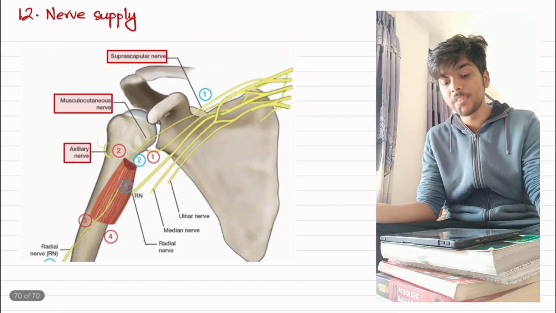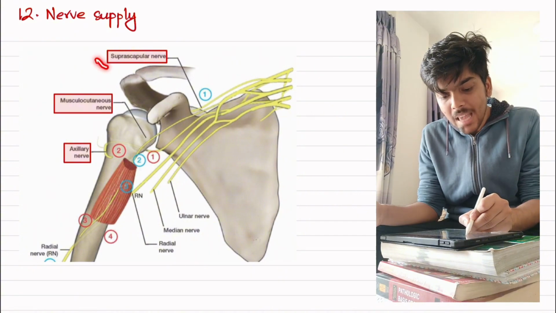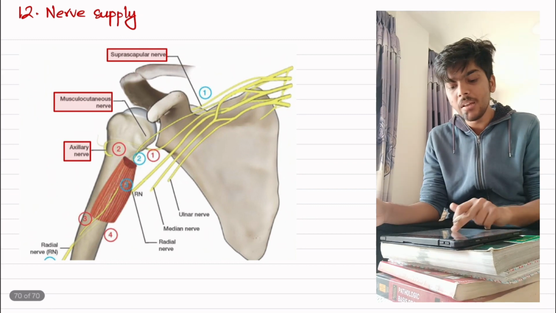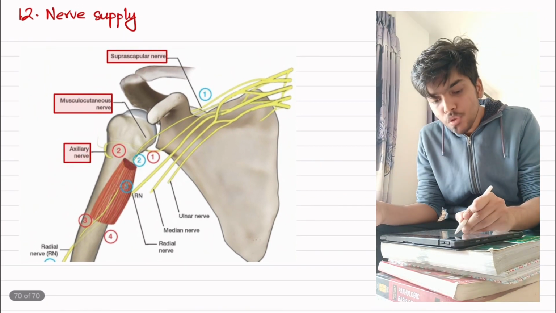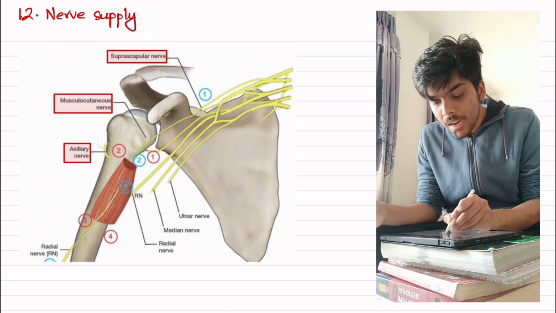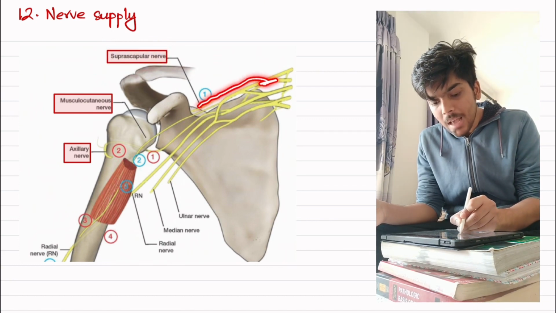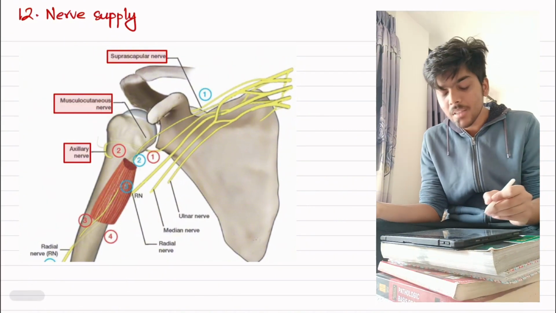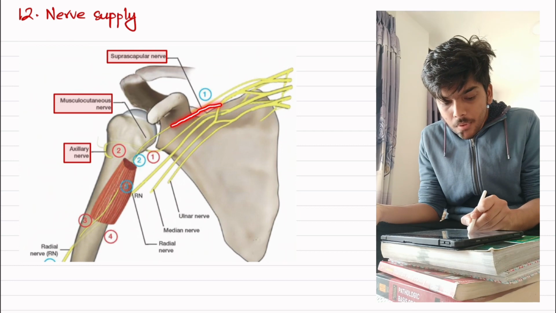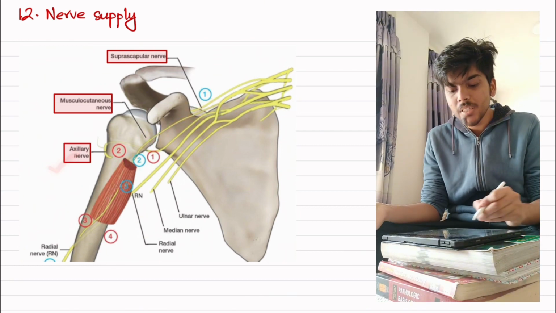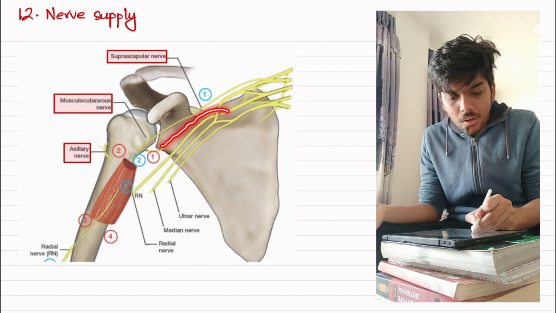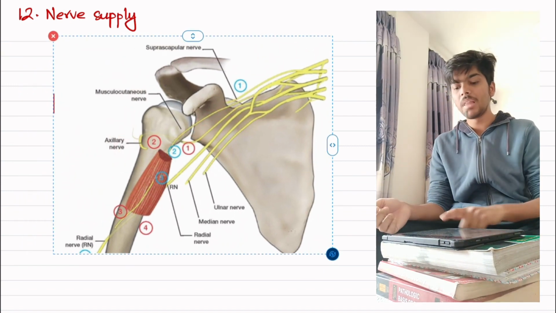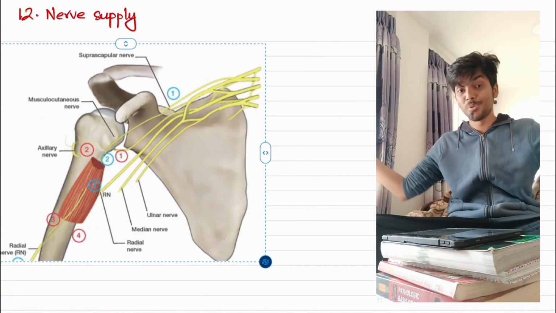Then we have various nerve supply. There's the suprascapular nerve, musculocutaneous nerve, and axillary nerve. The suprascapular nerve is a branch arising from the upper trunk, which supplies the shoulder region. The musculocutaneous nerve is a branch arising from the lateral cord. And then you have axillary nerve, which is a branch arising from the posterior cord. These nerves supply your shoulder region. And with that, we complete shoulder region, or the shoulder joint.